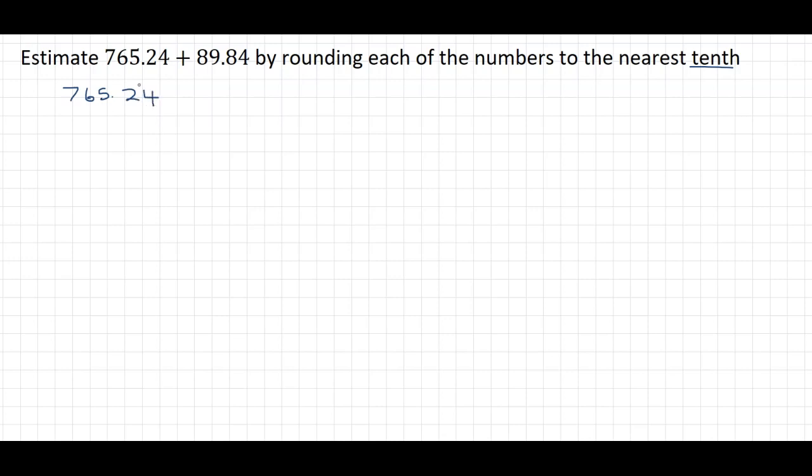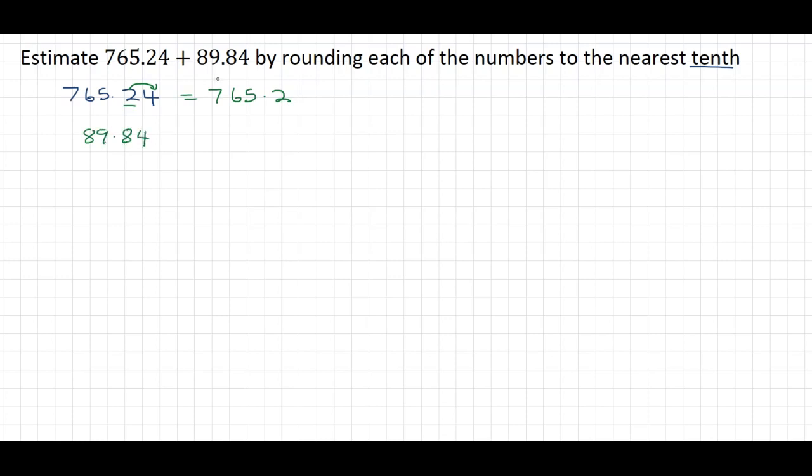765.24, we're going to remember that when we have a decimal, we're always looking at after the decimal point here. So this is your tenth position. And so we're looking for the tenth. Now that we know that we want the tenth position, we're going to look to the right. We have a 4 there, it's less than 5. So we're going to end up with 765.2.